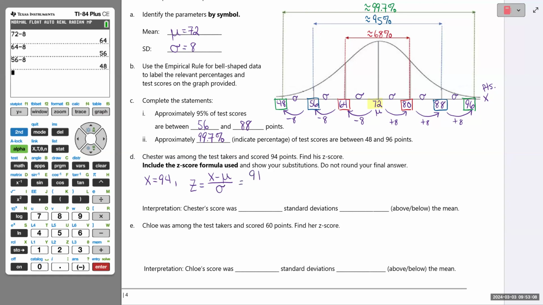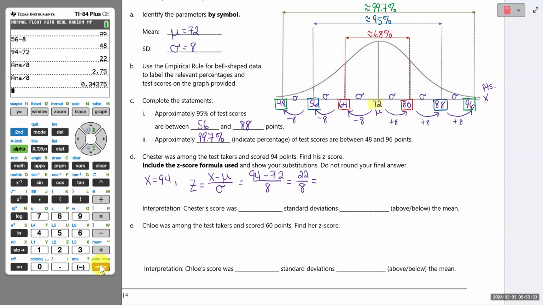All right, so Chester had a 94. The mean of the distribution was 72. And we'll divide that by our standard deviation, sigma, which is 8. And then be careful with order of operations. You want to get that numerator first, and that is 22. And then you can divide by 8. Oops, sorry, I hit that twice, but it's up there, 2.75.